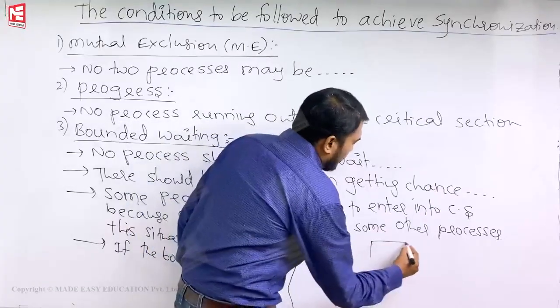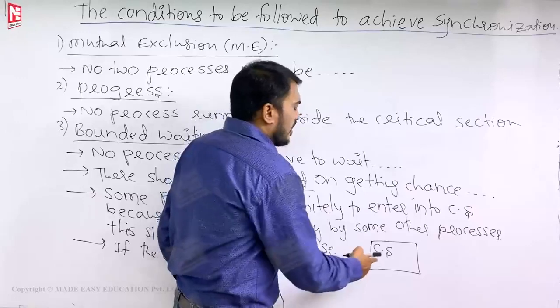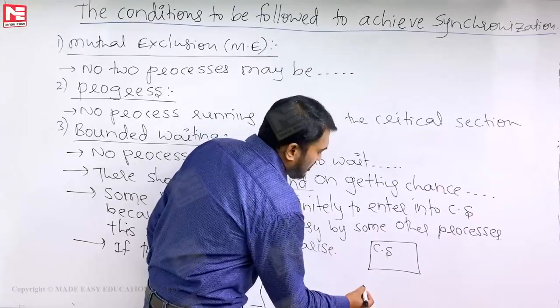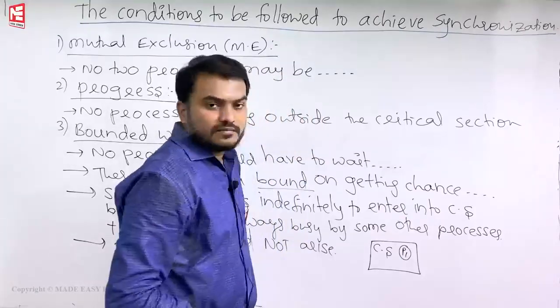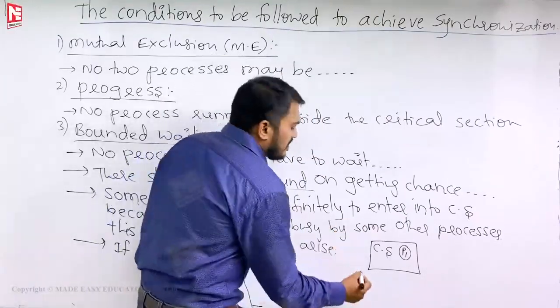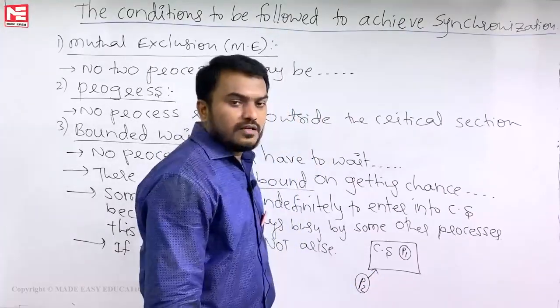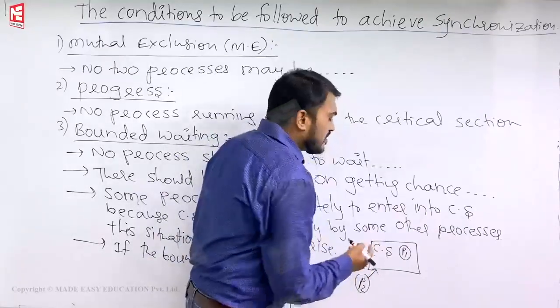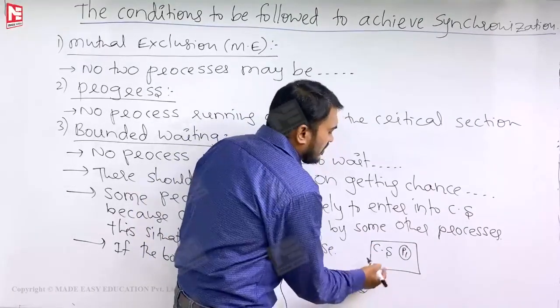Now let's say you are having a critical section here. Now look at here. Some process P1 is in the critical section. Listen carefully. Now process P2 is trying to enter into the critical section. तो क्या हो गया? इसको busy मिलेगा. Right? So P2 is trying, it is finding busy.